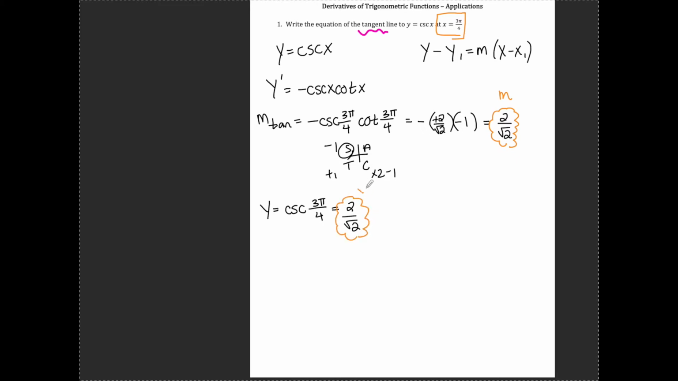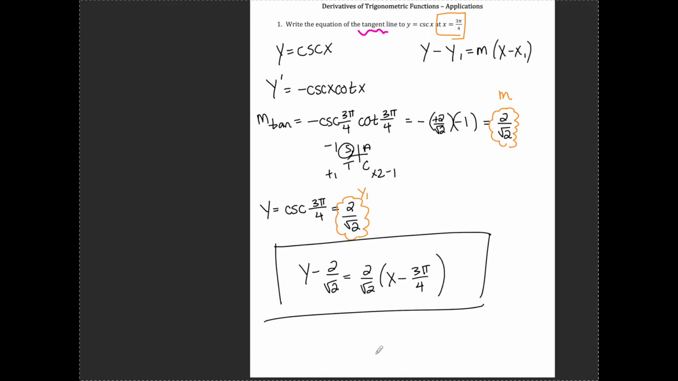All I have left to do is to plug these 3 values into the equation of my line. So I have y minus 2 over rad 2, y minus y1, equals m, 2 over rad 2, times x minus x1, and x1 was 3 pi over 4. There is the equation of my tangent line.